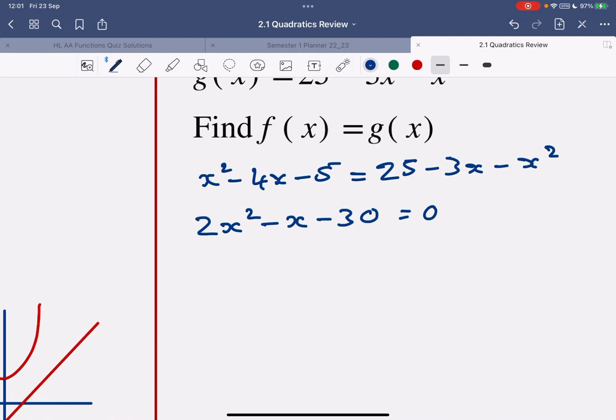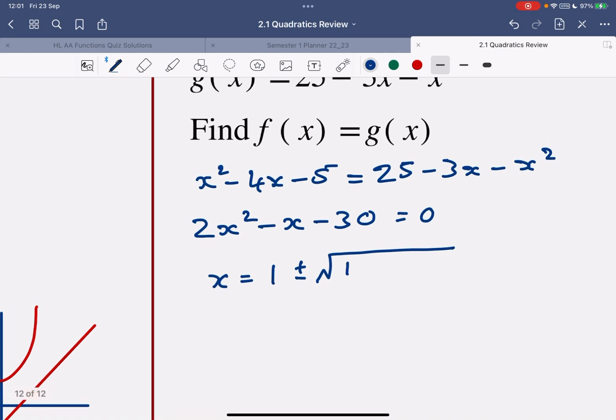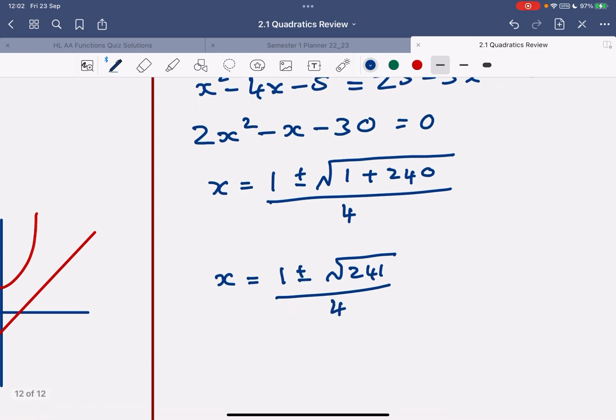Again, this doesn't factorize very well, so I'll have to go to the quadratic formula, and I get minus b, which is 1, plus or minus the square root of 1 squared minus 4ac. So 2 times 4 is 8, times minus 30 is 240, so minus 240, which gives me this, and I divide it by 2a. So my 2 solutions for x are this. Now I don't think I can simplify this any more without using a calculator, but those will be my two answers.